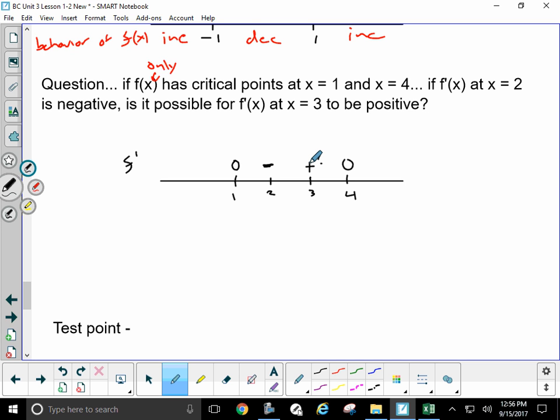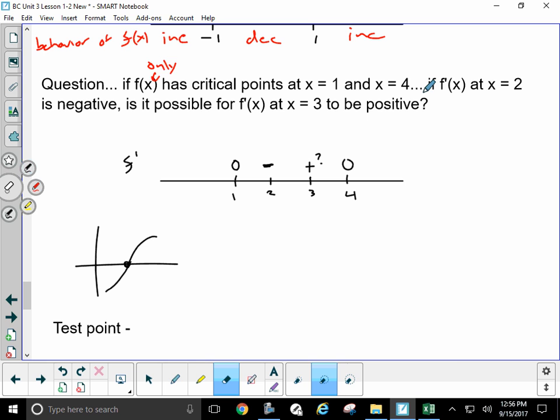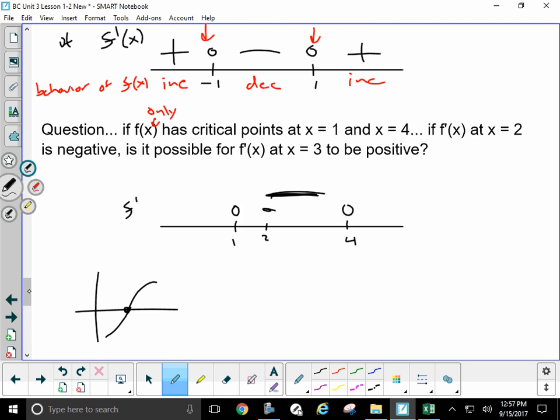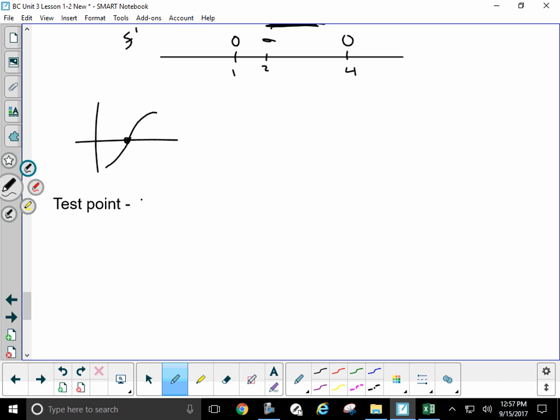What do you think? Is it possible? No. Maybe there's a situation where it possibly could happen, but if you go from negative values to positive values, you're going to have to cross through a 0. We were told that we only have critical points at 1 and 4. So that means I'm not going to have any undefined points. So no, if this at 2 is negative, that means all of the signs are negative. This brings us to a situation of the test point, or when are functions positive or negative?